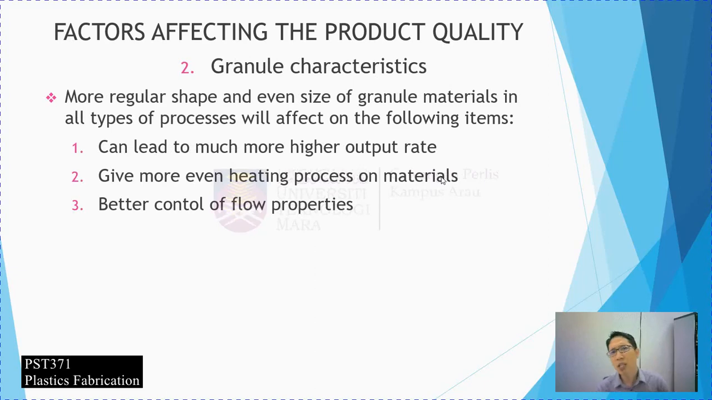Okay, the regular shapes and even size of granule material in all types of process will affect the following items. The first one can lead to a much higher output rate, give more even heating of the material, and better control of flow properties. Okay, this is very important for the raw material that you pick to produce your final product.